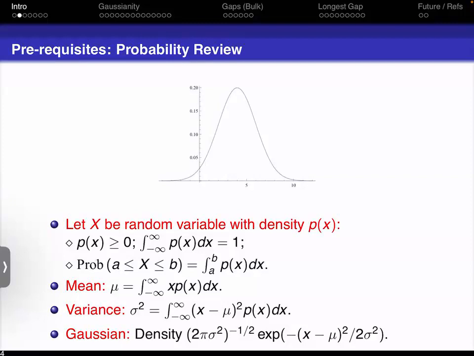I'm assuming right now that my distribution is continuous. You can play all these games as to what is the most general p that you can look at. We're not going to play that game. For us, p is going to be nice.